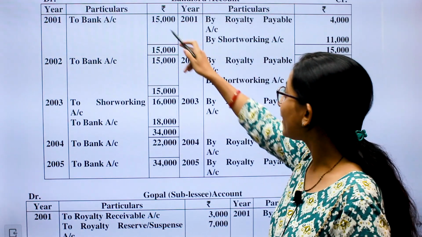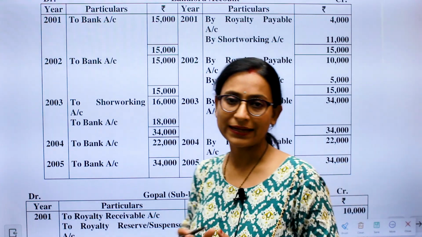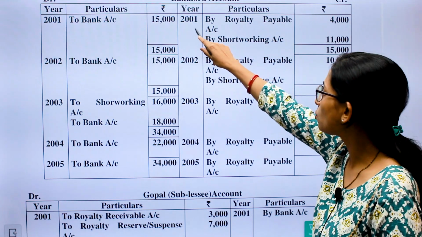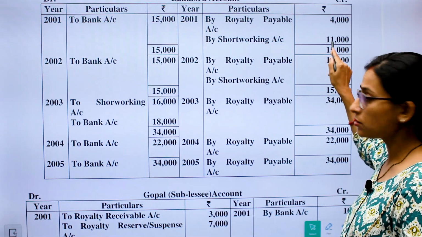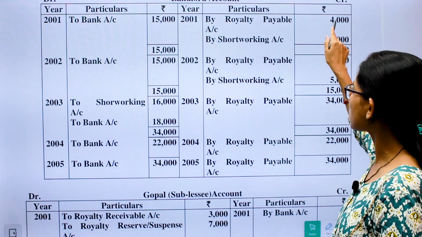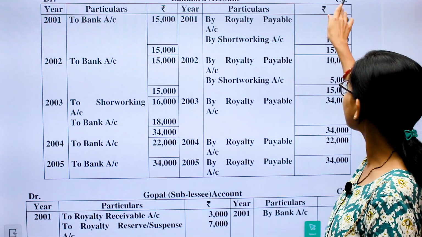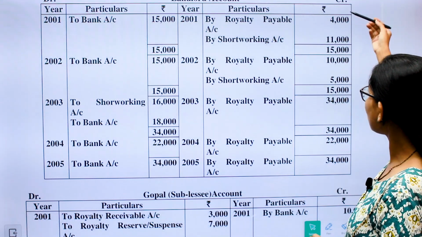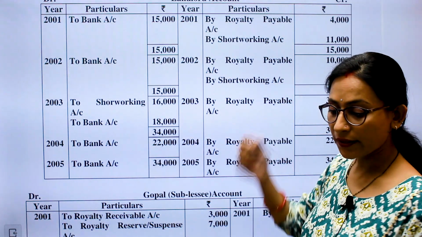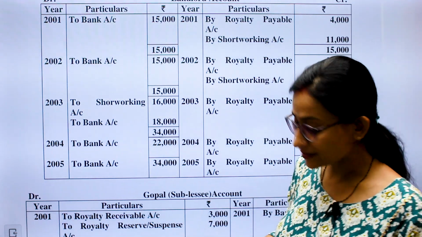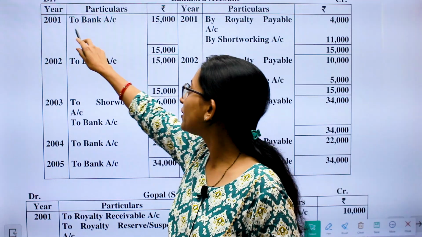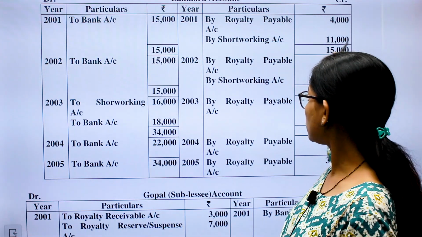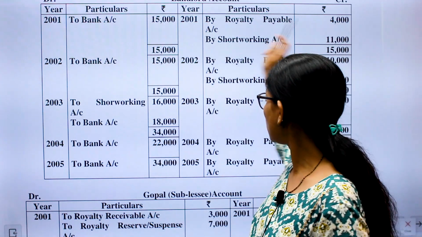Then for the landlord ledger we will use the first analytical table. Here in the first year, 2001, there was a short working of 11,000 and royalty payable of 4,000. This is the due amount. So we have created the landlord account with the royalty payable and short working. If we add these two, we have to make the payment to the landlord. The minimum rent which was decided was 15,000, so we have debited the bank account with 15,000. This way 2001 has been tallied with 15,000.